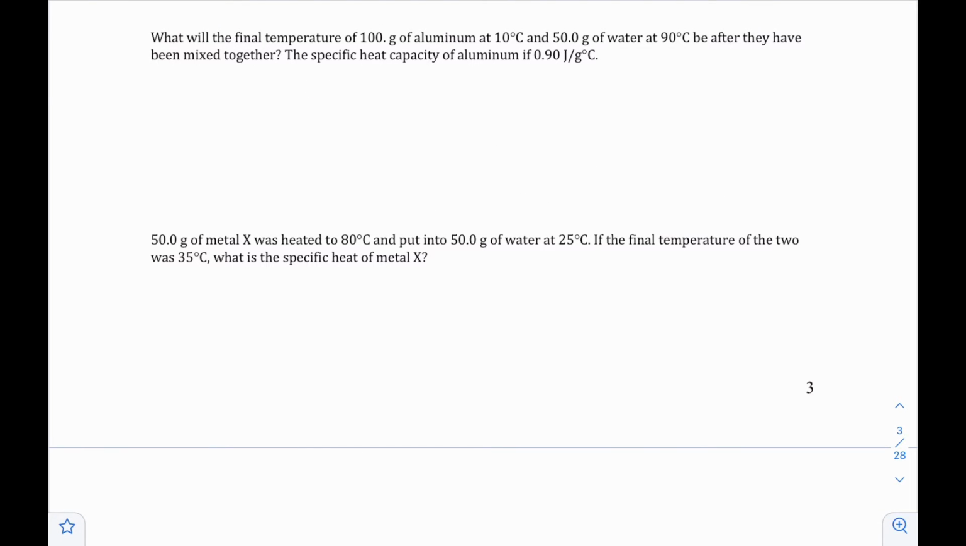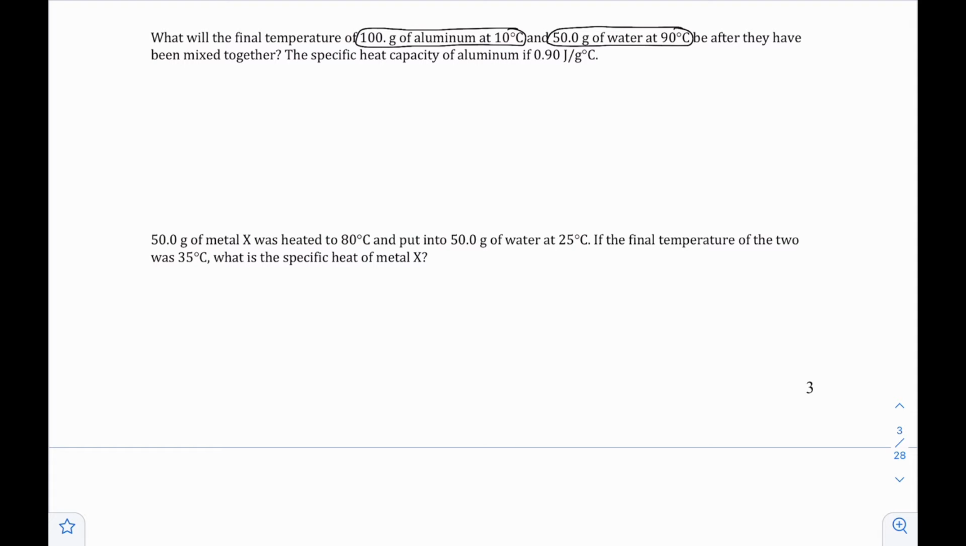So this next problem says, what will the final temperature of 100 grams of aluminum at 10 degrees Celsius and 50 grams of water at 90 degrees Celsius be after you mix the two substances together? So notice that the aluminum is at a cooler temperature and the water is at a warmer temperature. Now once you mix these two together, energy is going to be transferred from the hot system to the cold system until they are at the same temperature.